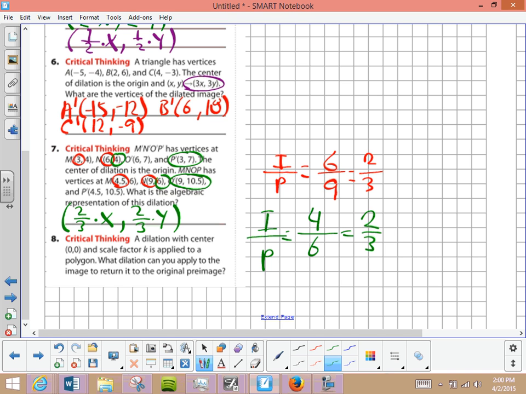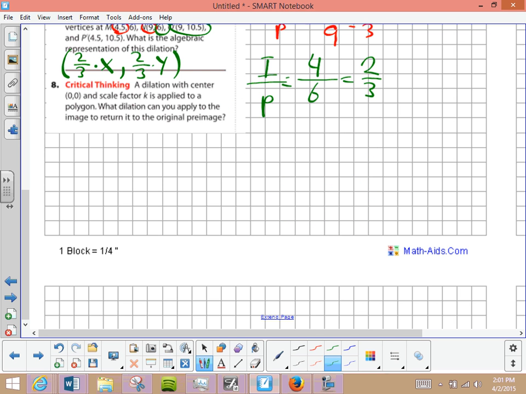Congratulations. All right, a dilation with center 0, 0, meaning at the origin. Then a scale factor of k is applied to a polygon. So let's pretend there is a polygon. It could be any shape that is a polygon, right? But this dilation has center at the origin, and it says the scale factor is k. So if the scale factor is k, what is the rule? k times x, and k times y. That means k could be any number they give us. We don't know, but it's just k.